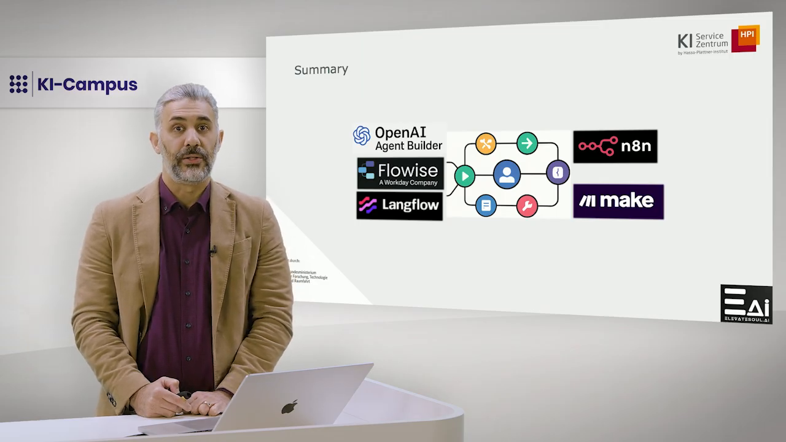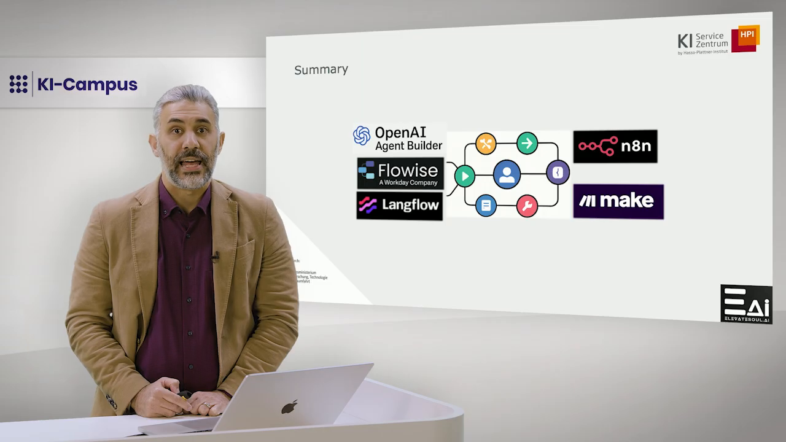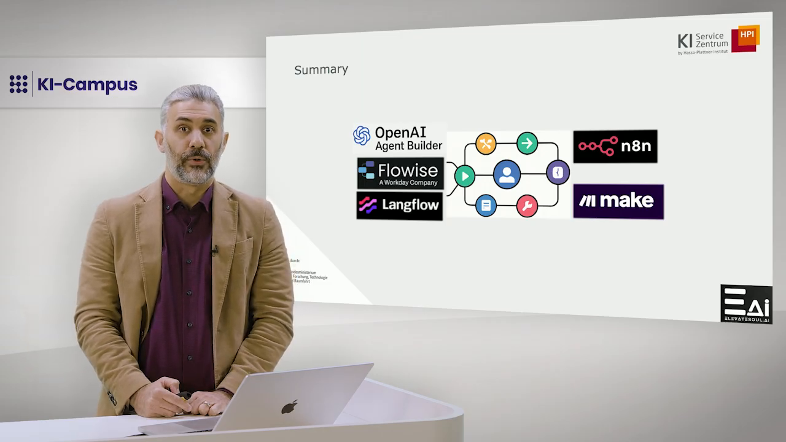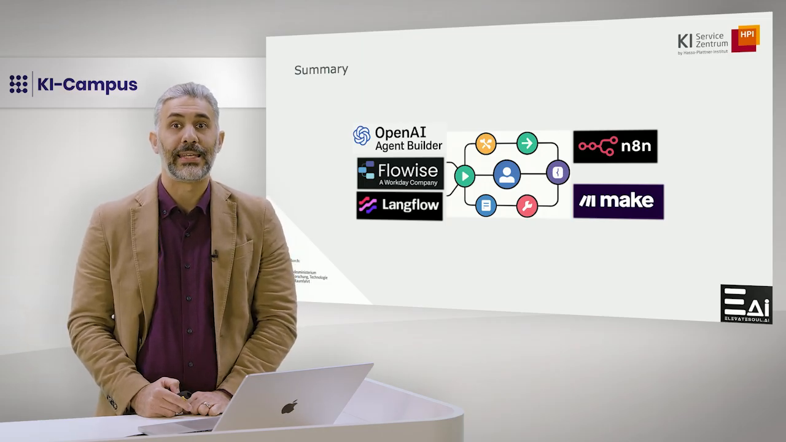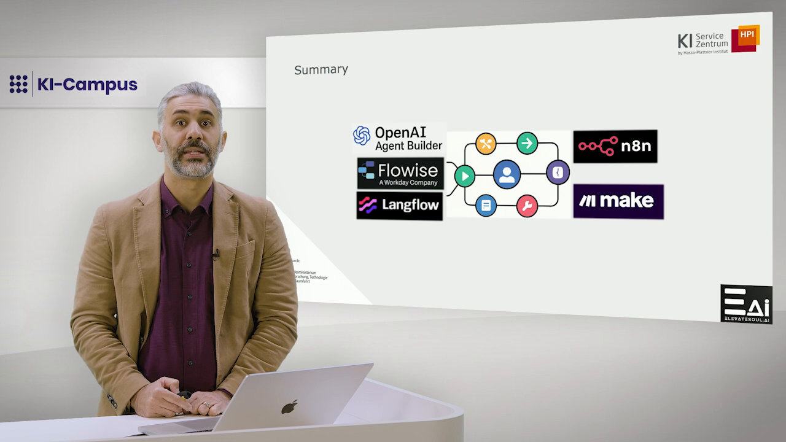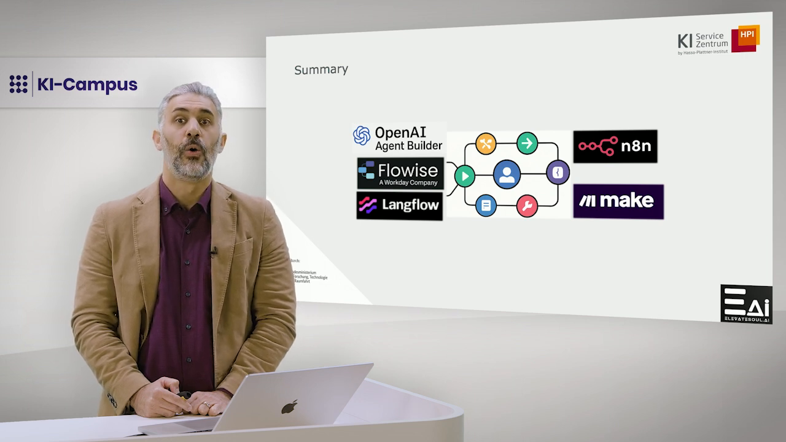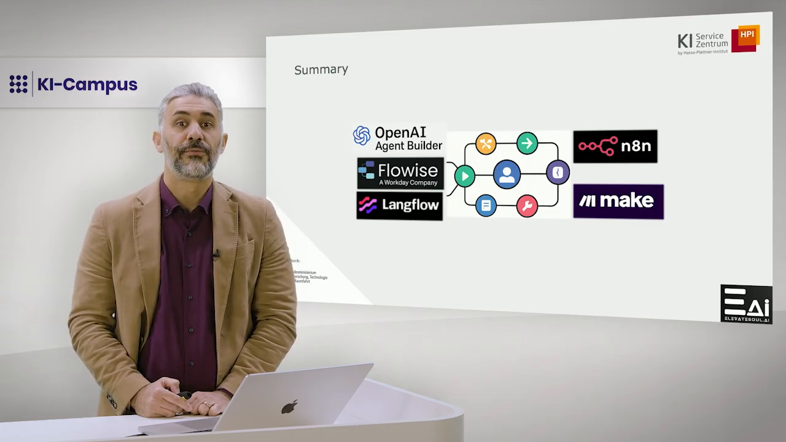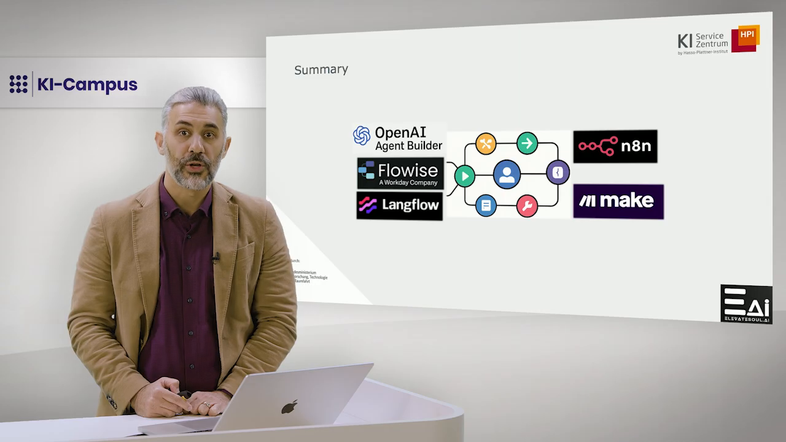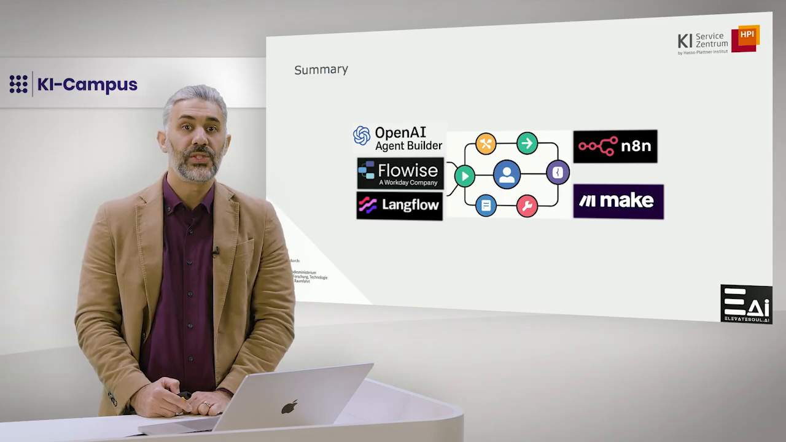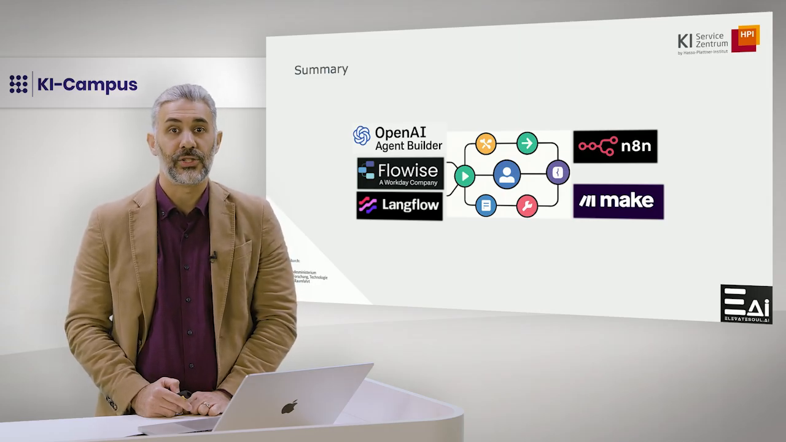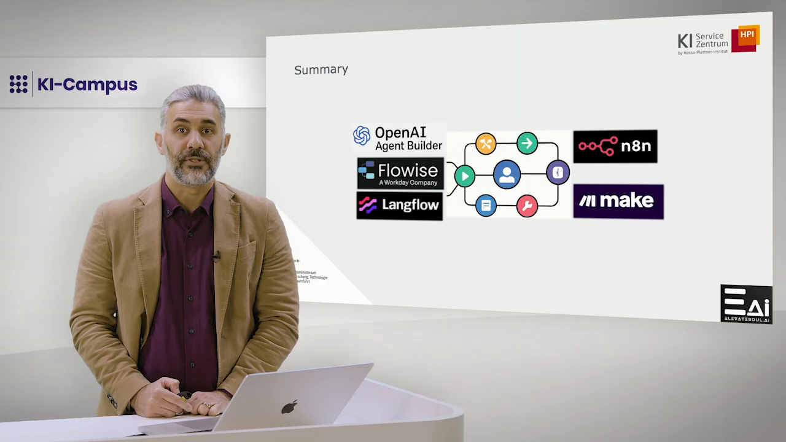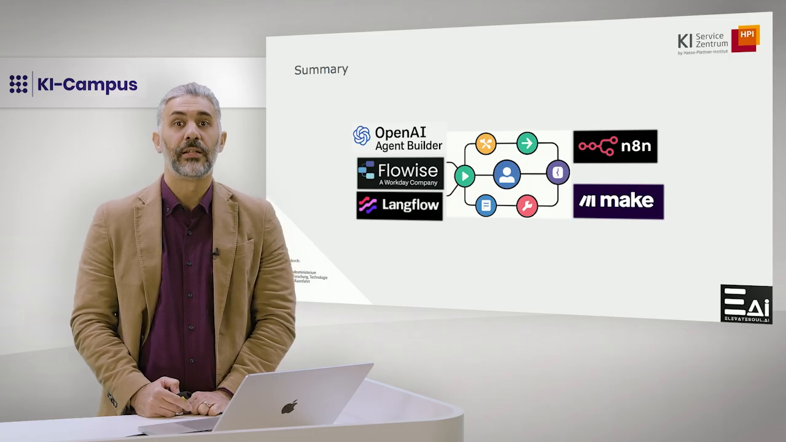While Agent Builder, Flowise, and LangFlow are AI-first platforms, automation tools like N8N and Make.com can integrate LLMs into broader automation pipelines or business processes. Together, these tools show how agentic systems are moving toward visual modular design, where reasoning, tools, memory, and actions can be arranged on a canvas and deployed into real applications.